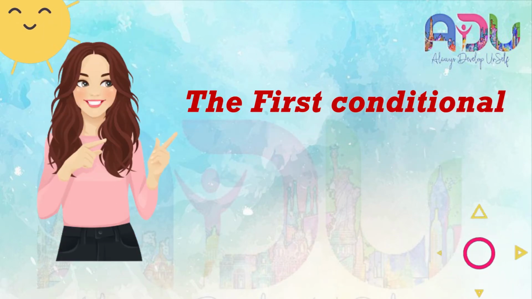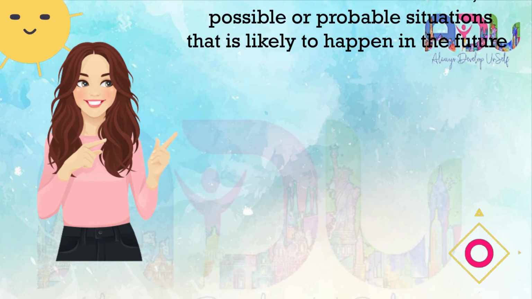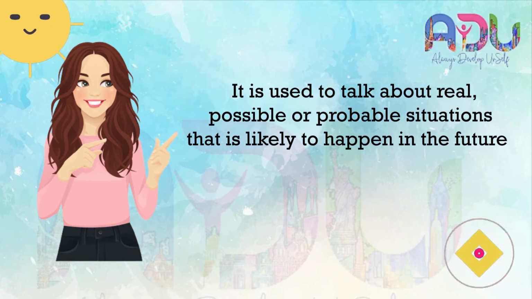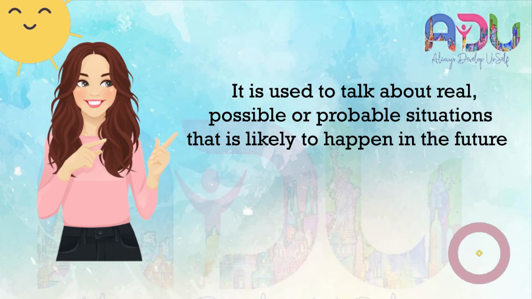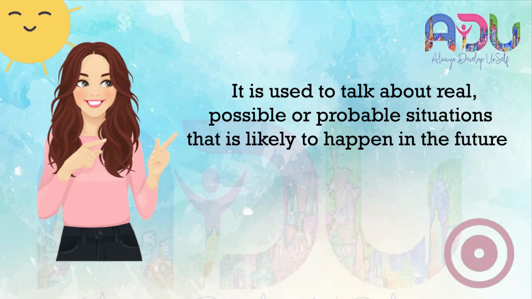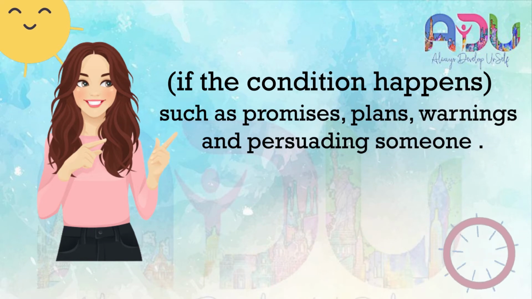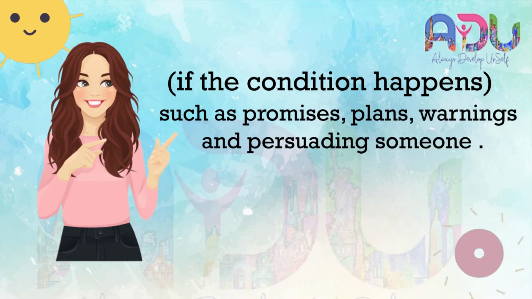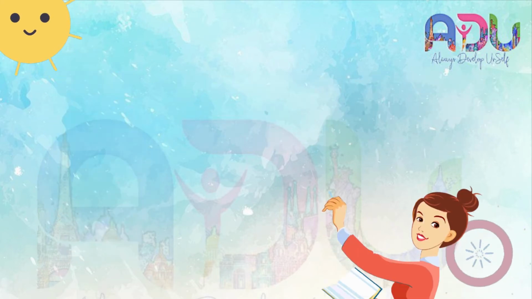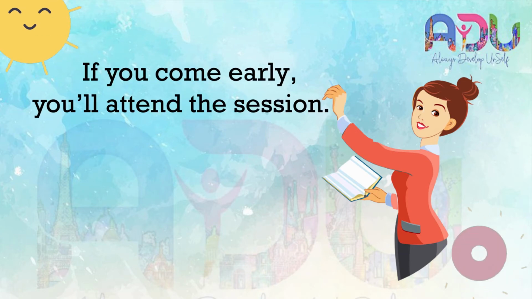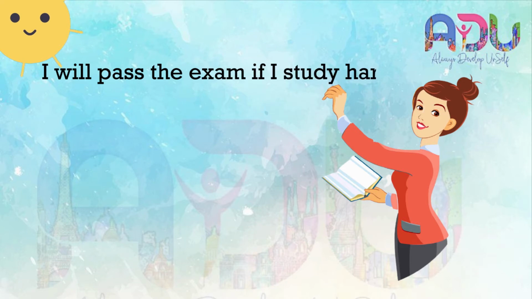The first conditional. It is used to talk about real, possible, or probable situations that are likely to happen in the future if the condition happens, such as promises, plans, warnings, and persuading someone. For example, if you come early, you will attend the session. I will pass the exam if I study hard.